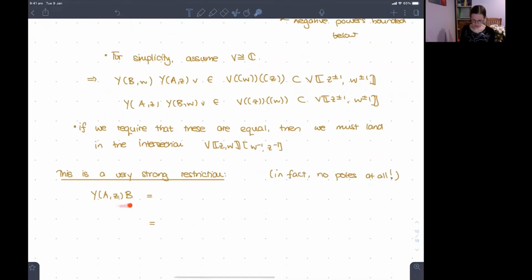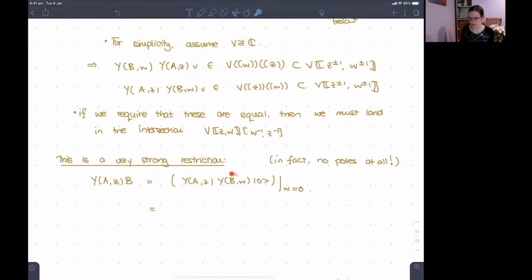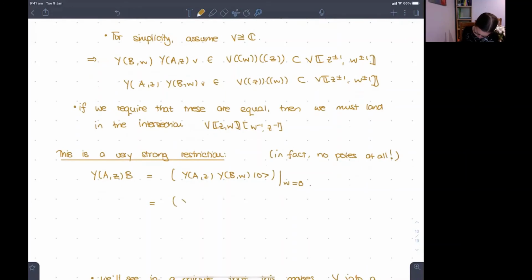So I'm taking two vectors, and I'm taking Y_a(z) and applying it to b. And now I'm going to rewrite b using my vacuum axiom, which says that b is the first term when I apply Y_b(w) to the vacuum vector. So this is Y_a(z) Y_b(w) applied to 0, restricted to w equals 0. And so that's pulling out the constant term of this sum, which we know is b. But now I'm going to use that we just said that these should commute. And so this should be Y_b(w) Y_a(z) applied to 0.